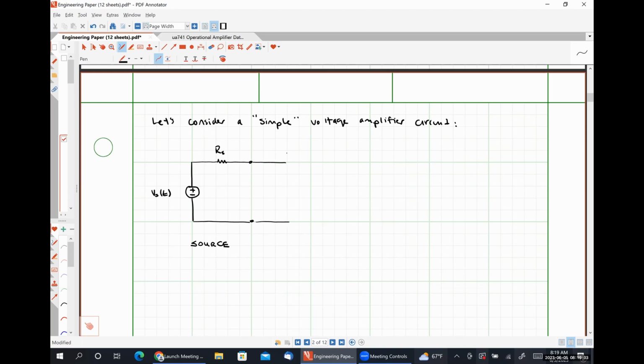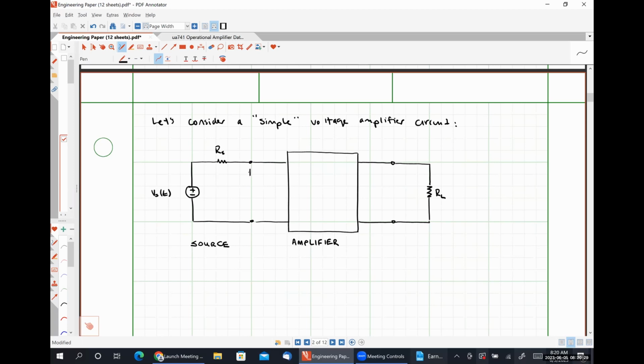Here in the middle will be my amplifier. For now, we're going to treat it as a black box. And then over on the right, the output of our amplifier is connected to some load that we are trying to drive. And I'm going to consider this load to be simply a resistor for right now, which might be representative of a speaker.